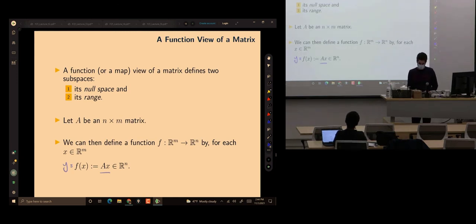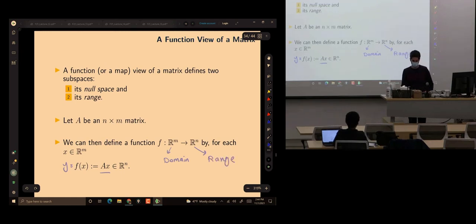So it's a mapping from domain to range. If A is n by m, it takes an m vector and gives you an n vector. The range of A, at most, is going to be Rn. But we learned that that's not always the case.